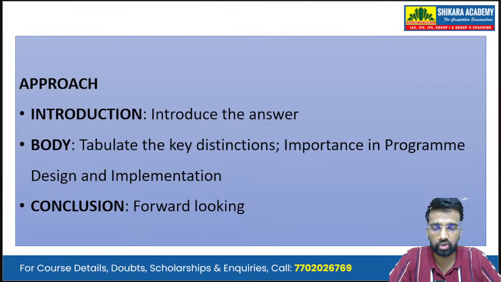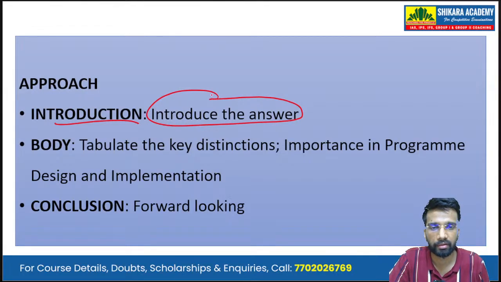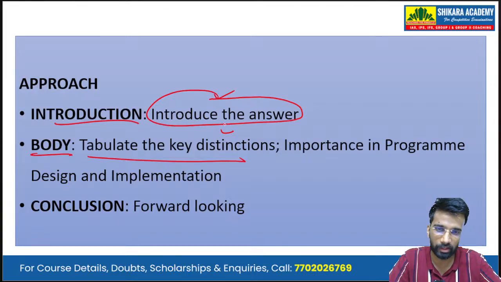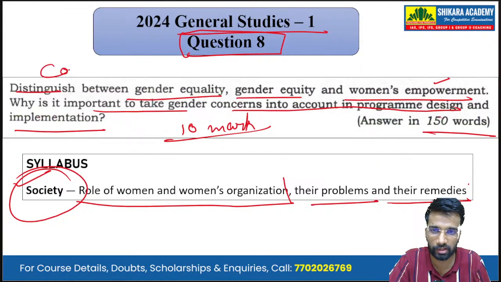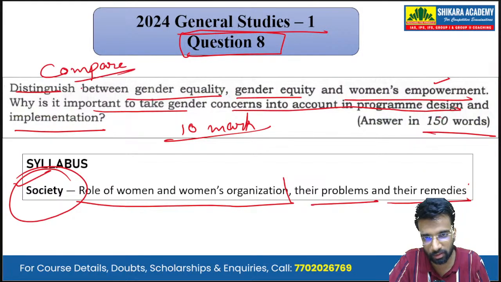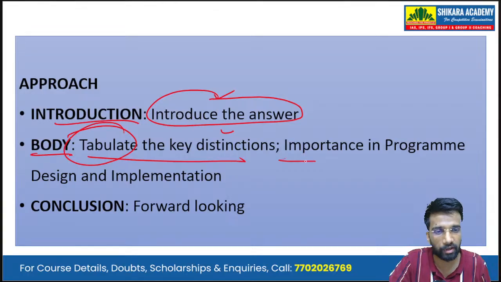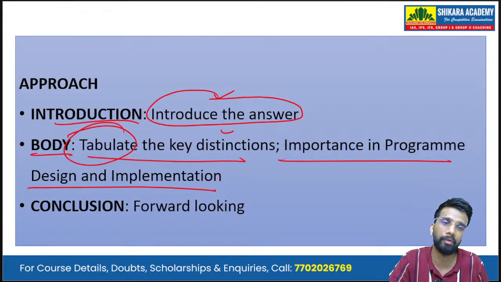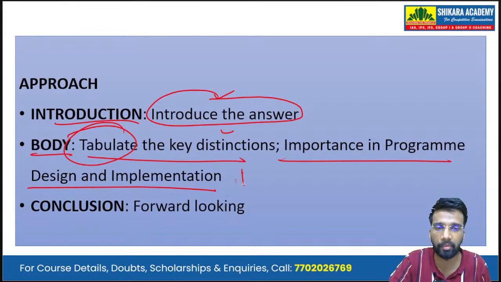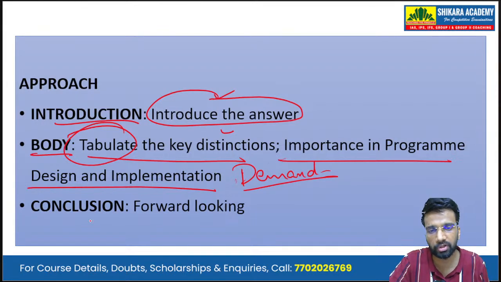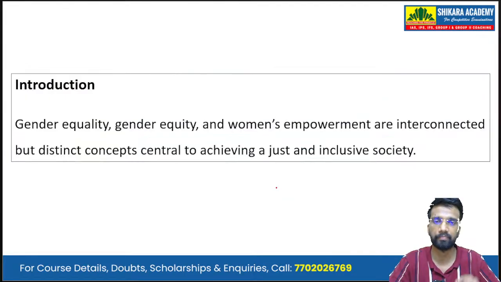So, discussing the approach. In the introduction, we introduce the answer. In the body, we tabulate the key distinctions because it is asking us to distinguish or compare. And when such a comparison or distinction has to be made, then the best approach is to make a table in the tabular form. Then we have to write the importance in program design and implementation. And that is the exact demand of the question. So in the body, we address the demand of the question. And then in conclusion, we write a forward-looking conclusion.